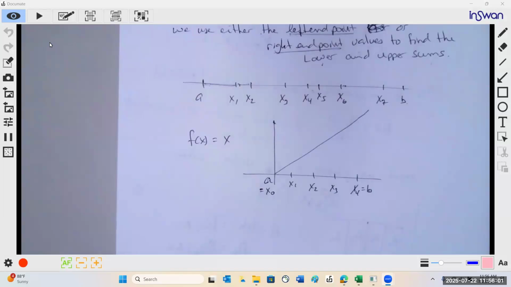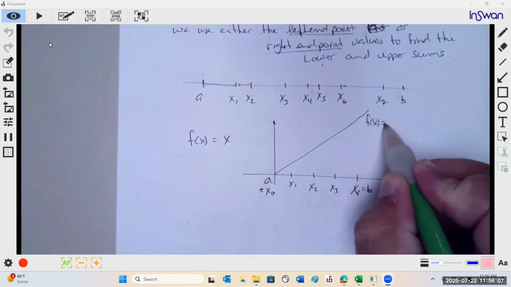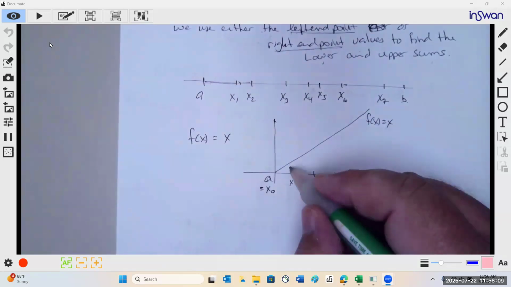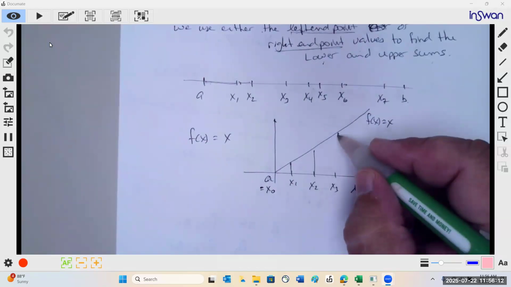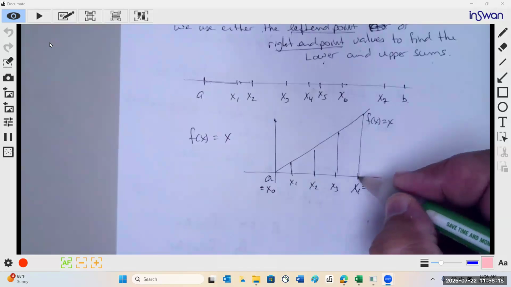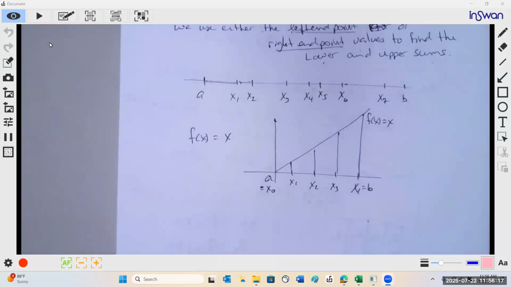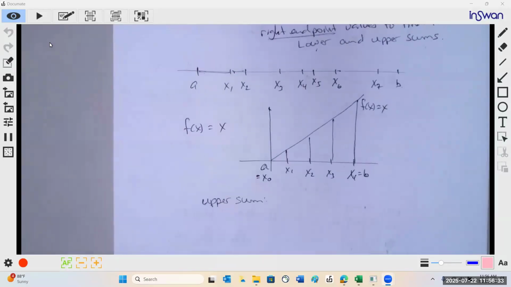What if we had that function there? This is f of x equals x. My intervals are defined. Let's say we want the upper sum. So would we use left or right endpoints? Why?